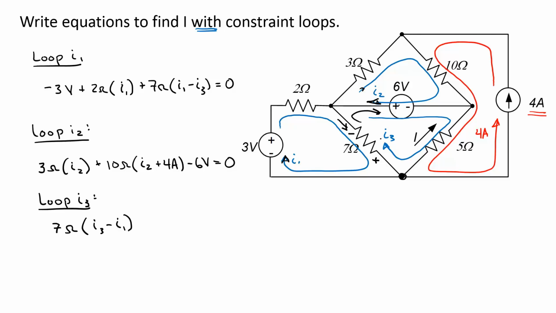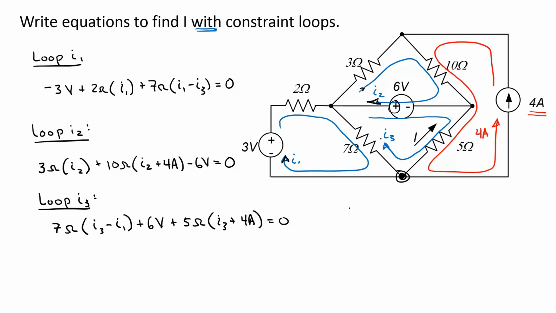Now if I come around here, I see the positive terminal on the 6 volt source next. And then finally, coming around to the 5 ohm resistor, that voltage difference is 5 ohms times the sum of the currents. If I assume this is my positive terminal, I3 is entering that terminal, and the 4 amp constraint is also entering that terminal. So that's going to be I3 plus 4 amps. That brings me back down here to my starting point, so that sums to 0.